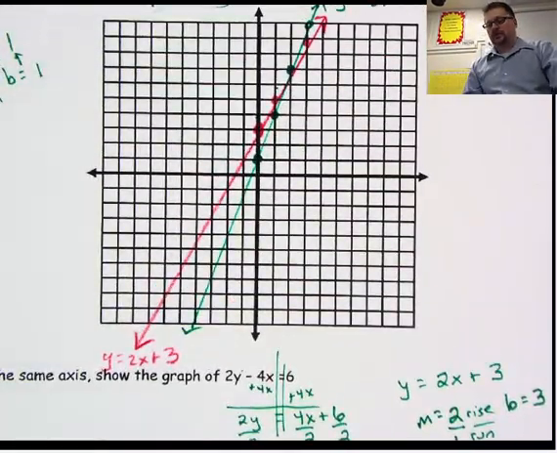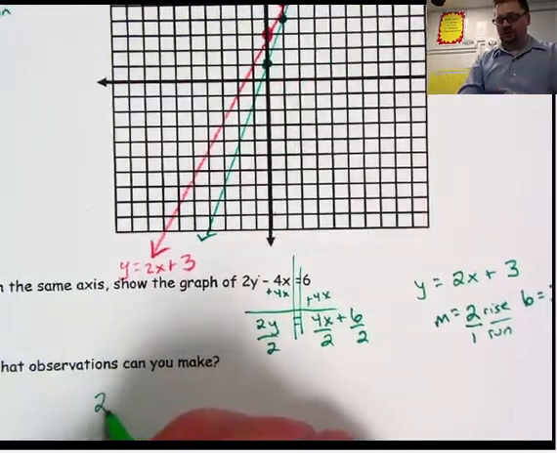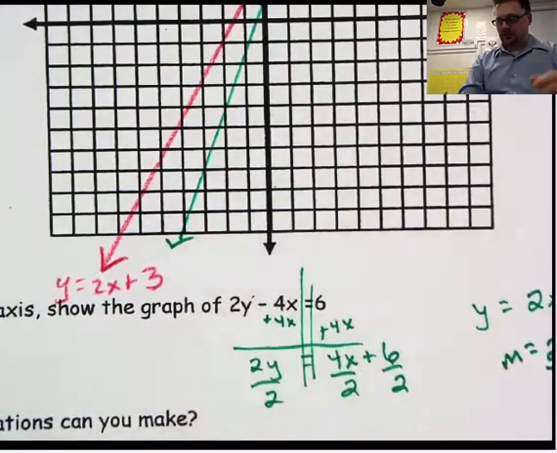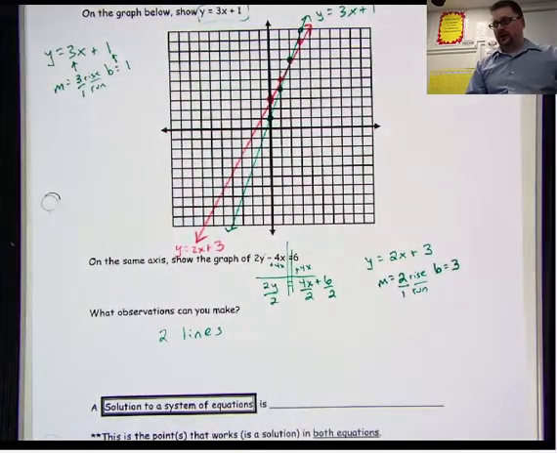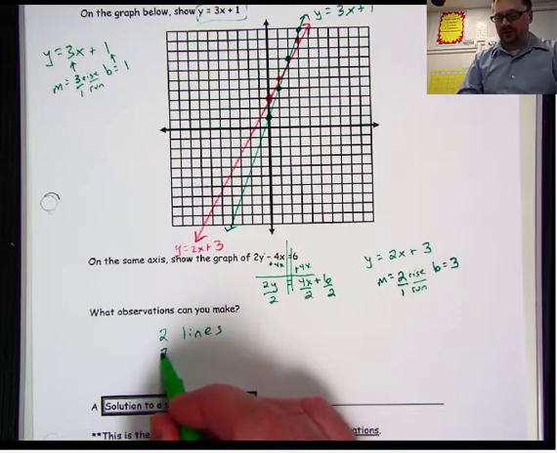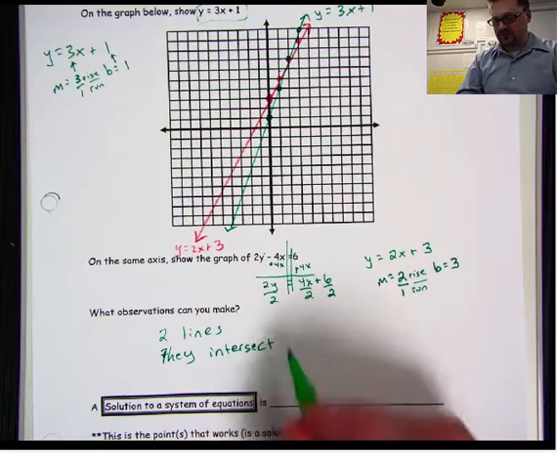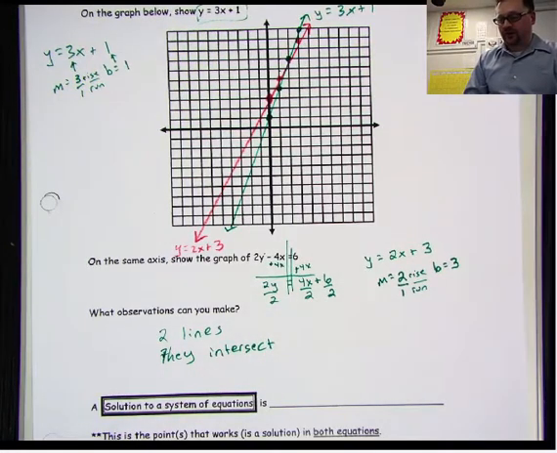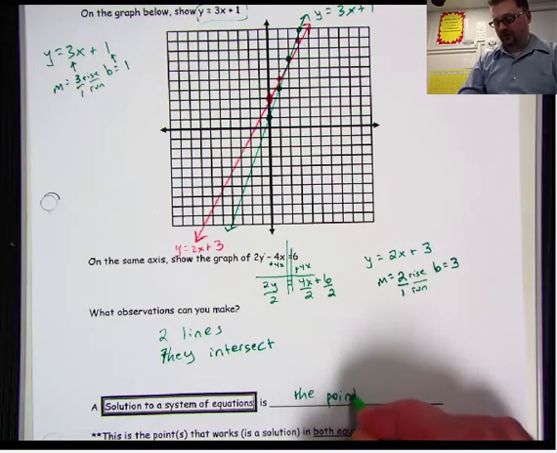Okay, now this does ask us what observations we make. Hopefully you notice that these two lines cross each other. So first off, we do have two lines. Sorry, I zoomed the wrong way. So we got two lines there. We notice that those two lines intersect. Okay, and we are going to be looking for that point of intersection. And the reason that we're looking for that point of intersection, the solution to a system of equations is the point of intersection.